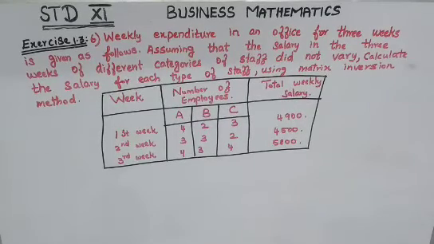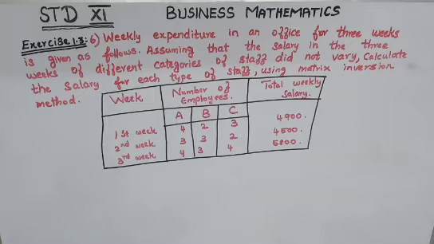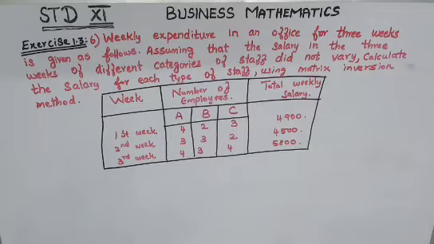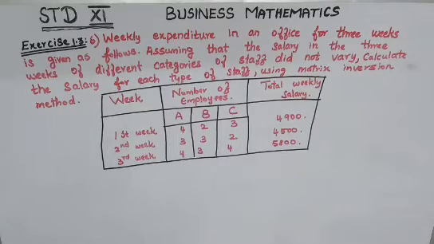Standard 11th Business Mathematics Exercise 1.3, 6th question. Weekly expenditure in an office for 3 weeks is given as follows. Assuming that the salary in the 3 weeks of different categories of staff did not vary, so the same salary for different category of people. Calculate the salary for each type of staff using the matrix inversion method.